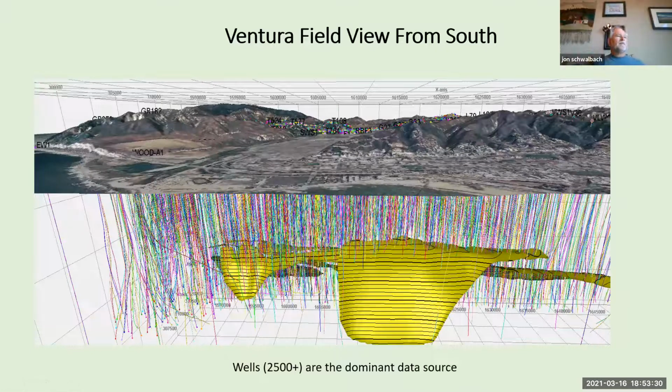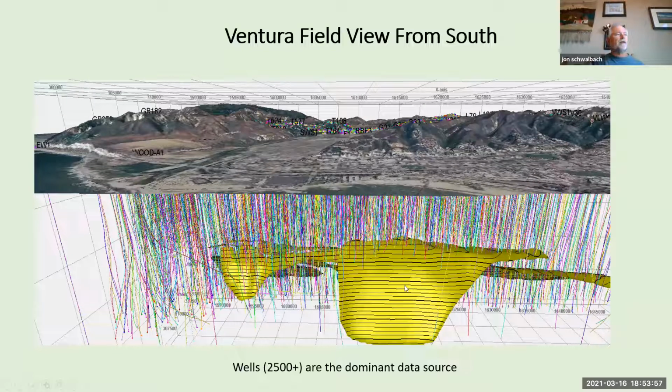This is a perspective view, again, from the south. You see, again, the coastline here, Highway 101, the Ventura River coming out, bisecting the field. And then you see underneath here the 2,500 plus well bores that were used to define and develop the field. So quite an incredible database.